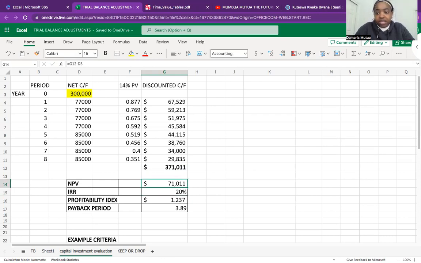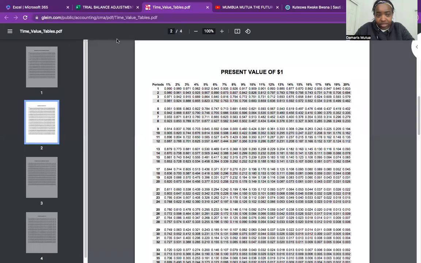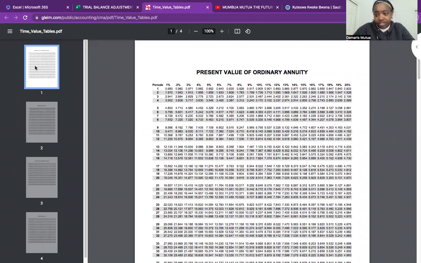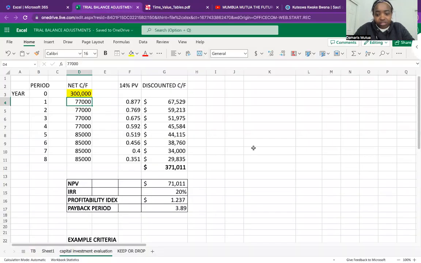71,011. So let's say, for example, if our net cash flows were the same, let's say 77,000 over the period of the project, we should have used the annuity table. This is an annuity, where you're receiving the same amount over a period of time. So it could have been 14% for 8 years, which is 4.639, which we would have multiplied by. Let me just put it somewhere here.